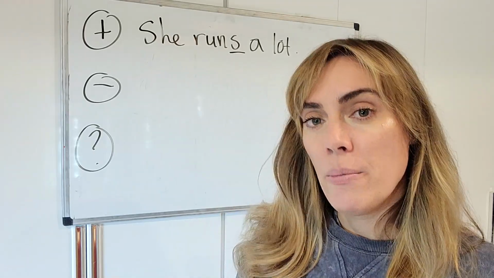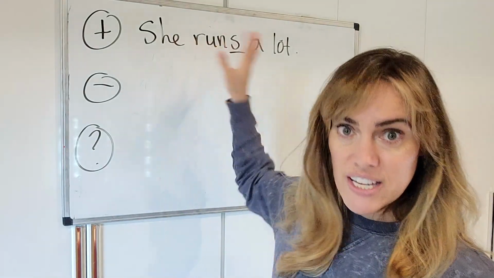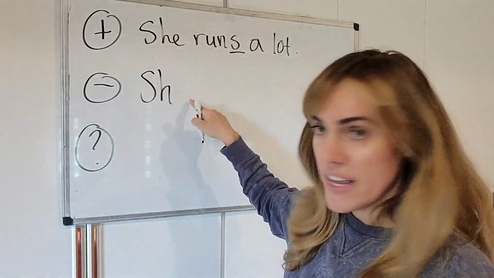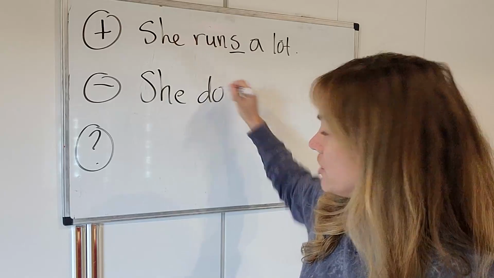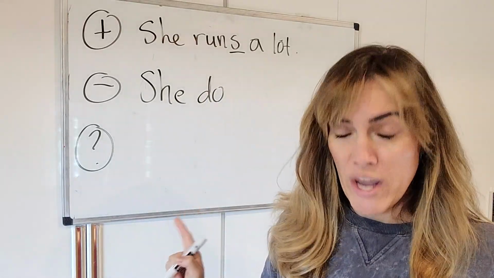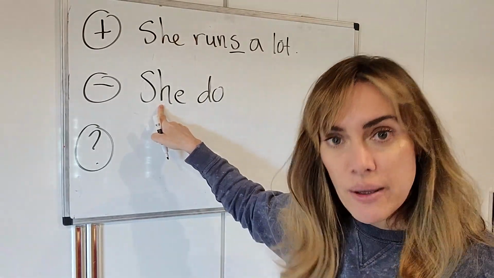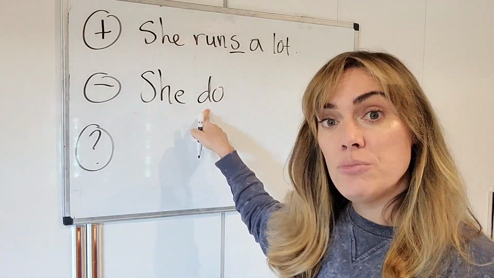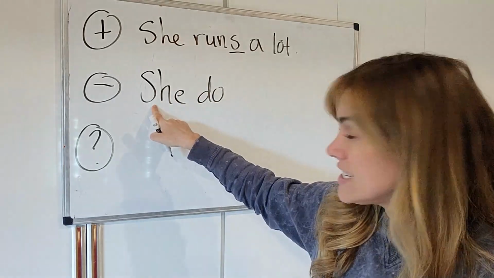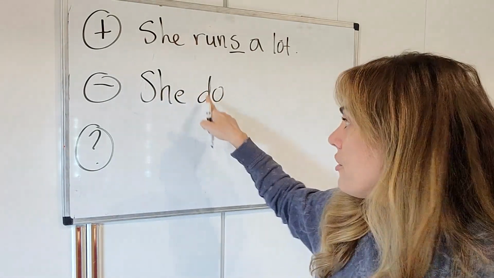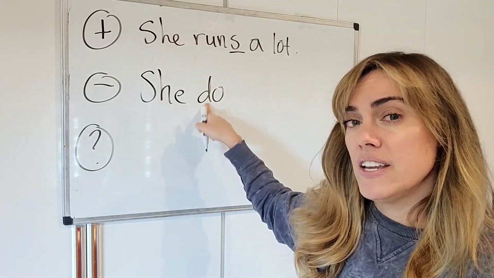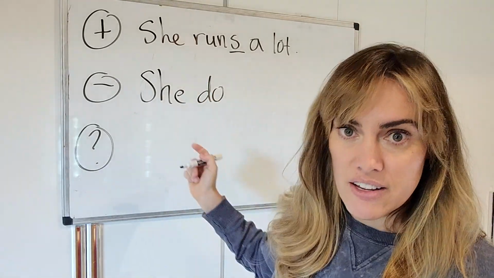So the helping verb that you need to use is do. So you'll say she, and now you add do. But wait just a second. Make sure the subject agrees with the verb. That's called subject-verb agreement. The subject is third person singular. The verb needs to agree with that subject. So is it she do or she does?